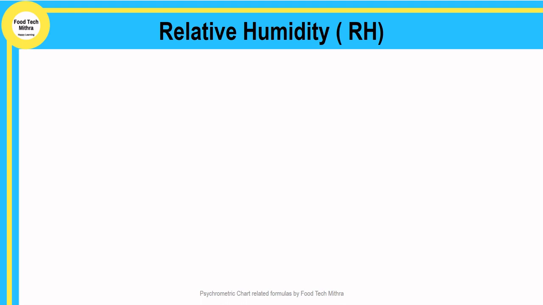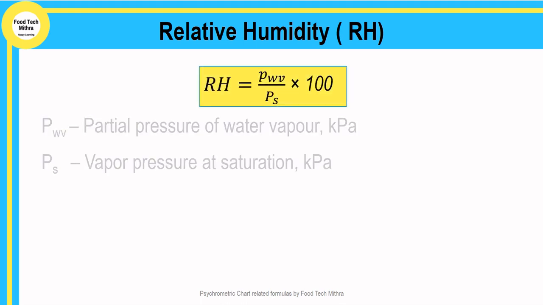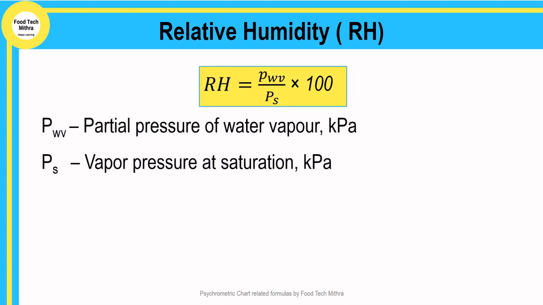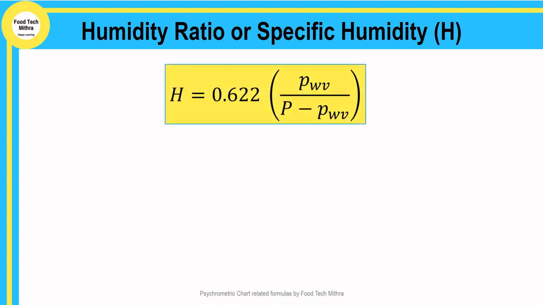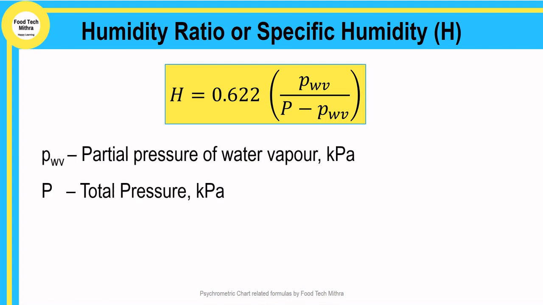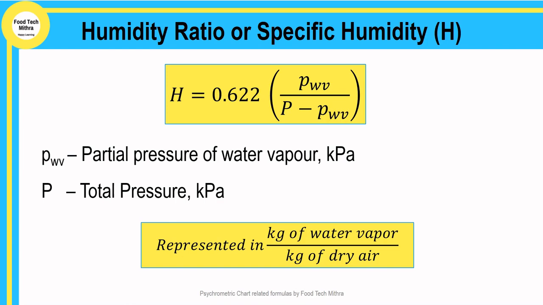Next is relative humidity. So relative humidity is given by the ratio of the partial pressure of water vapor in kilopascal divided by the vapor pressure at saturation in kilopascal into 100, and it is represented in percentage. Humidity ratio or specific humidity, and it is denoted by H, and it is given as H is equal to 0.622 into partial pressure of water vapor divided by total pressure minus partial pressure of water vapor, and this is represented in kg of water vapor per kg of dry air.